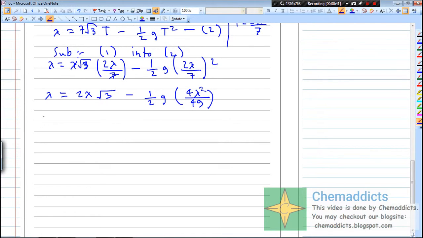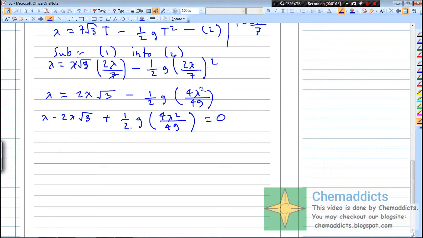After bringing this side, we're going to have lambda equals to, sorry, we are bringing all this over here. Minus 2 lambda, this 2 lambda becomes minus 2 lambda root 3. Then this becomes positive half g 4 lambda square by 49, equals to 0.